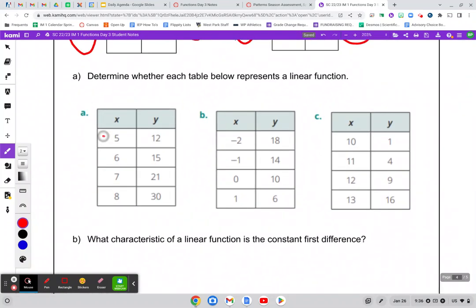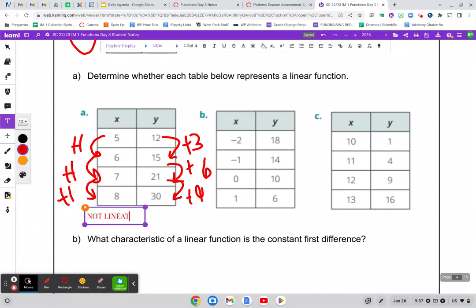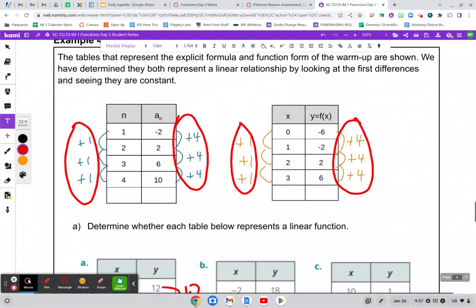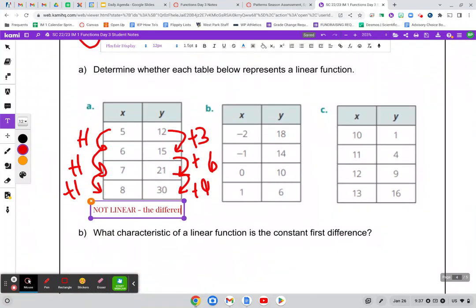So let's check A, see if this is linear. Plus 1. All right, nice. Plus 1. All right, nice. So far, so good. Plus 1. It checks out. Okay, from 12 to 15 is plus 3, so it should continue on plus 3. From 15 to 21, that's 6. And from 21 to 30, that's 9. This is not linear. Okay, and it's not linear because, go back up here, the differences are not constant for the y values.